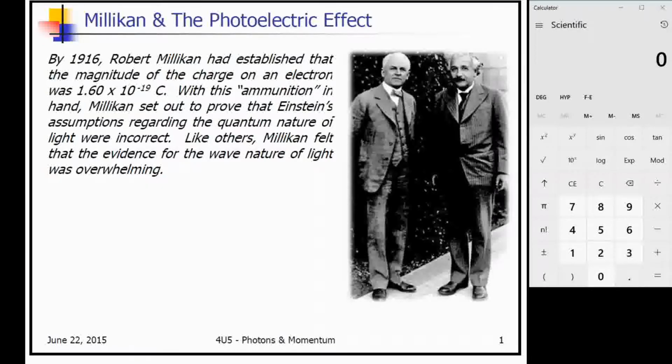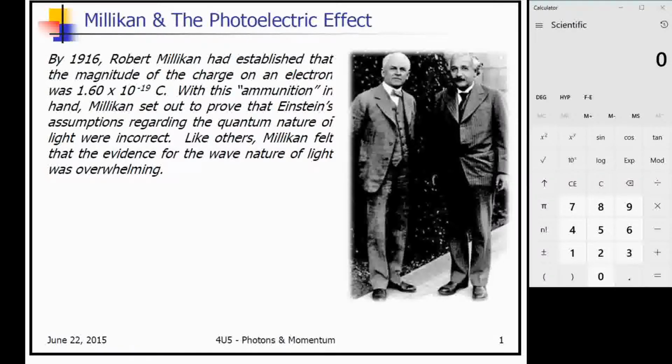This is a picture here of Millikan standing next to Einstein. They were very, very famous physicists of their day. Of course, Millikan was the experimental physicist. Einstein was the theoretical physicist. And they disagreed over the nature of light.